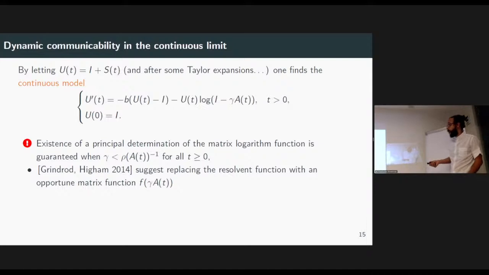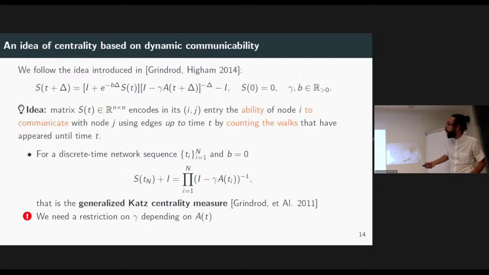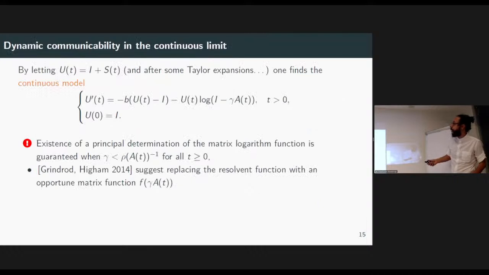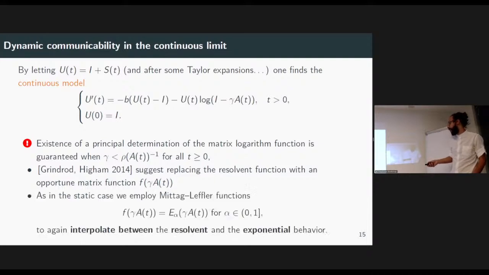What you can get, if you put here the substitution of having u equal e plus s, do some Taylor expansion and a bit of computation, is that you end up having a differential model, and that is a continuous analogue of the previous one, but you still have now to be sure that you can compute this logarithm.